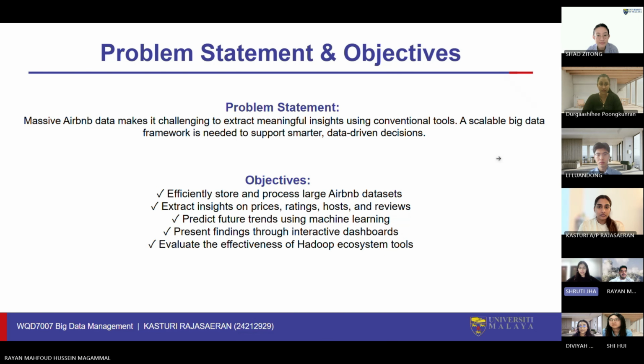Starting off with our problem statement, massive Airbnb data makes it very challenging to extract meaningful insights using conventional tools, and so a scalable big data framework is needed to support smarter data-driven decisions. Moving on to our project objectives, this project aims to efficiently store and process large Airbnb datasets, extract insights on prices, ratings, hosts, and reviews, predict future trends using machine learning, visualize findings through interactive dashboards, and evaluate the effectiveness of Hadoop ecosystem tools. Next slide.